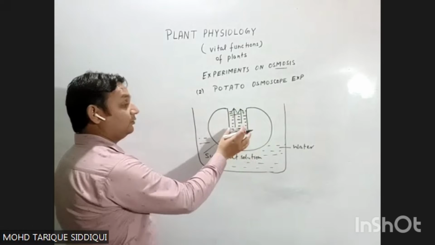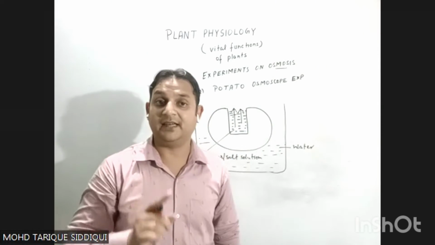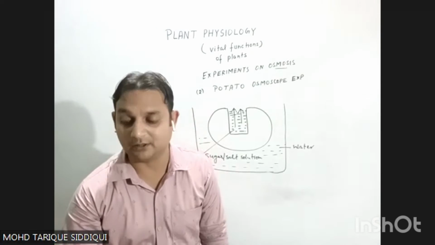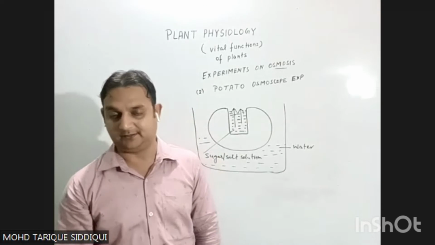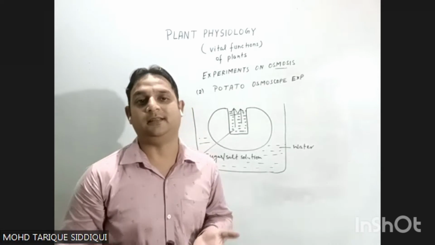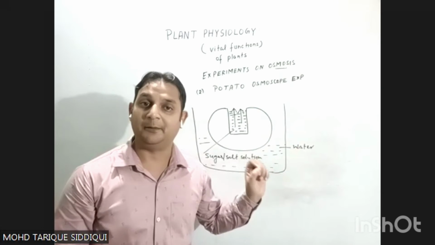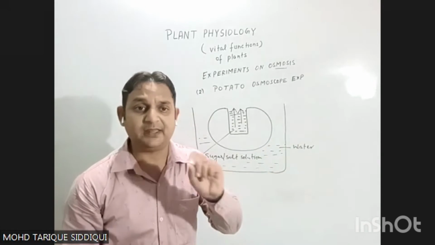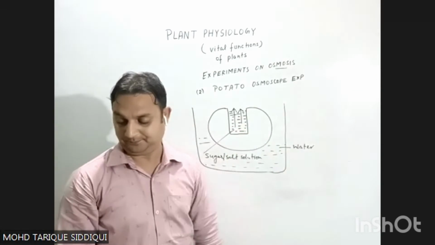The level of sugar or salt solution in the cavity rises. Right, observation: the level of sugar or salt solution in the cavity of the potato tuber rises. Once you know the observation, you have to give the reason. The petri dish or the beaker containing water is a hypotonic solution as compared to the sugar or salt solution in the potato tuber.